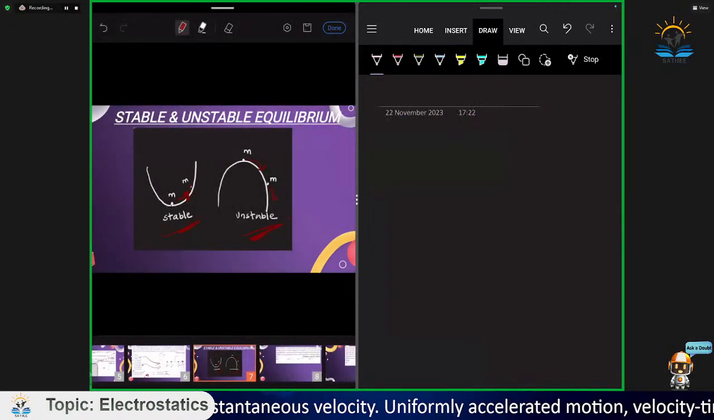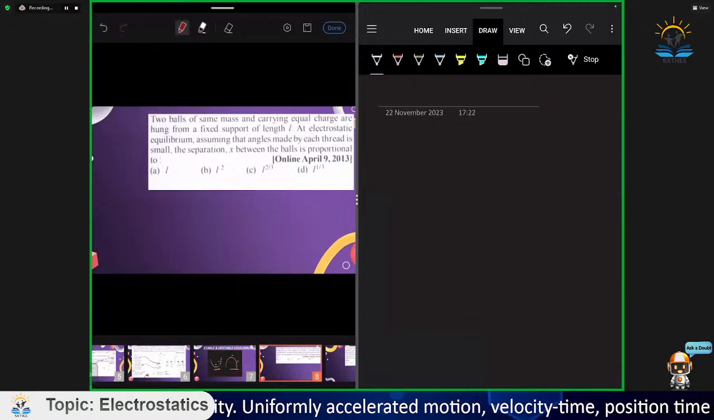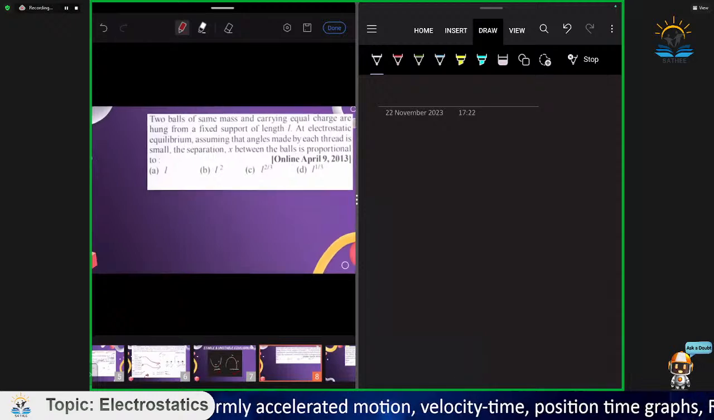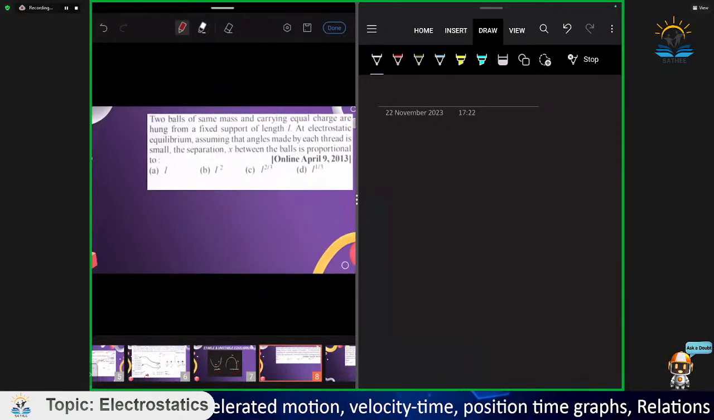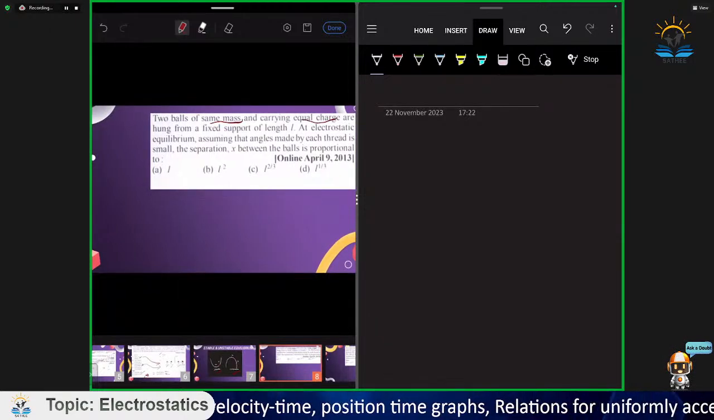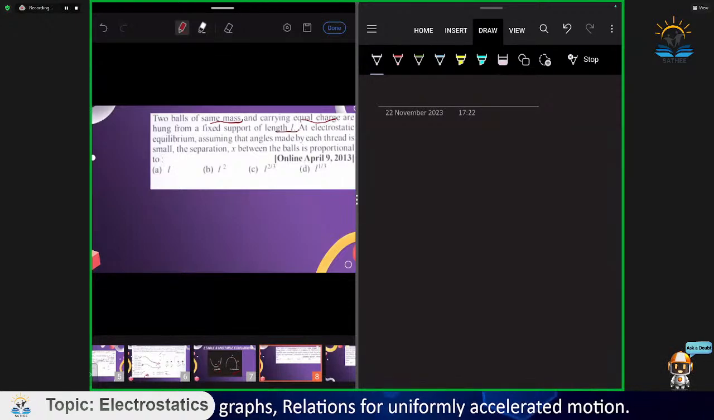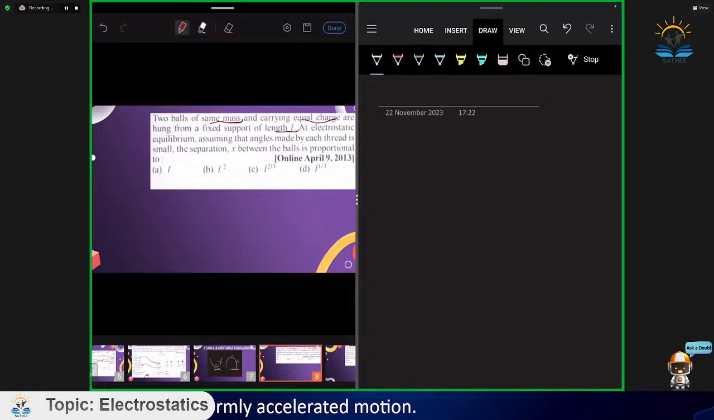Next question. Two balls of same mass and carrying equal charge are hung from a fixed support by threads of length L. At electrostatic equilibrium, assuming that electrostatic equilibrium means the net force will be zero, and assuming that the angle made by each thread is small, the separation x between the balls is proportional to what? You have to find out the proportionality.